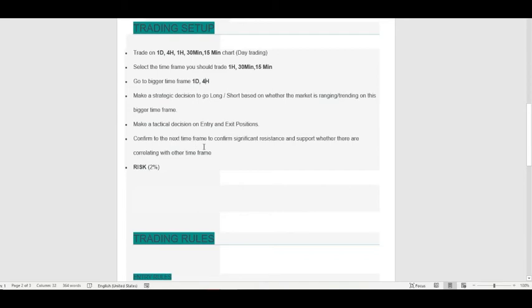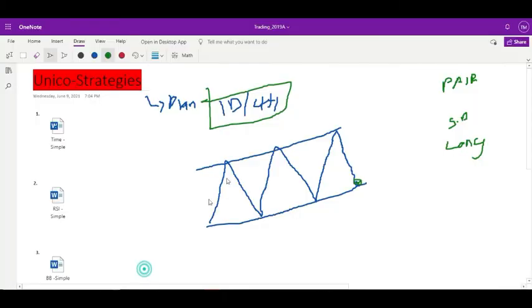Confirm the next time frame, right? To confirm a significant resistance, whether there is a correlation with others. So what I'm saying is, the first thing you do, you check with the 1 day if this channel is confirming that there is a channel that is holding, right? How do you confirm? You start with the day, then you go to 4 hour. All right, we'll illustrate with an example, but for now you need to pay attention. Start with the day, then you go to 4 hour.